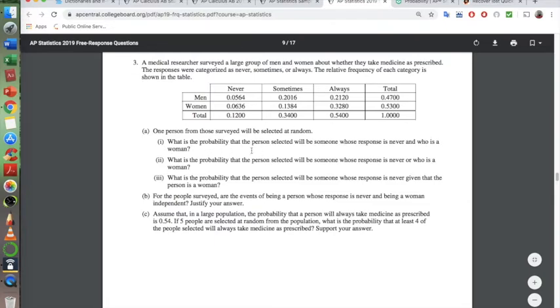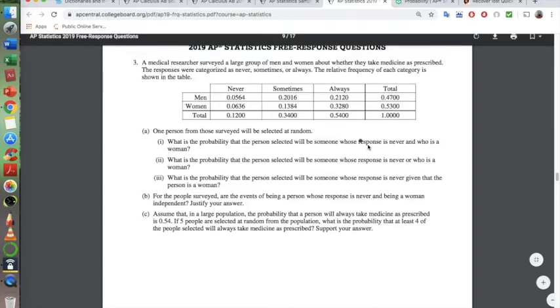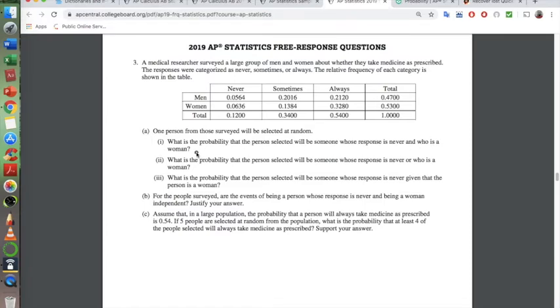What's the probability that the person selected will be someone whose response is never and who is a woman? So we're looking for the intersection in this case. When we see that word and who is a woman, we're looking for the intersection of never and woman. And so we've got never in this column, woman in this row. So our intersection there is 0.0636.